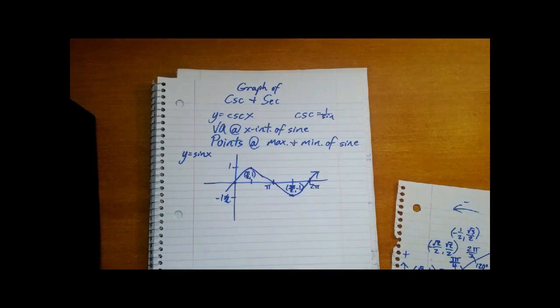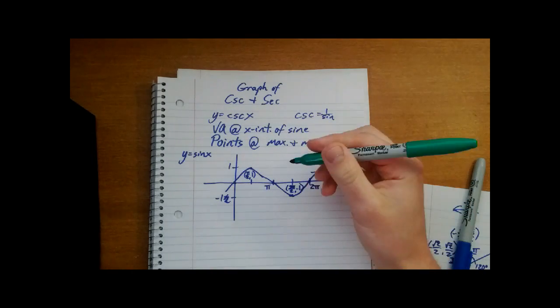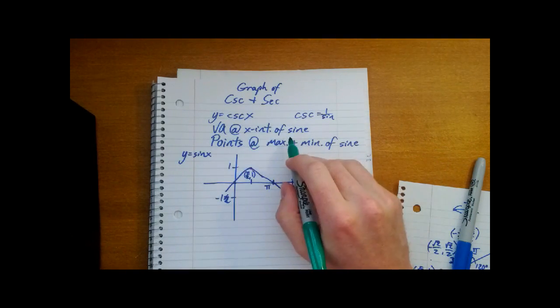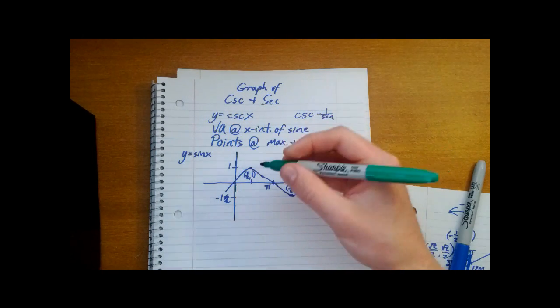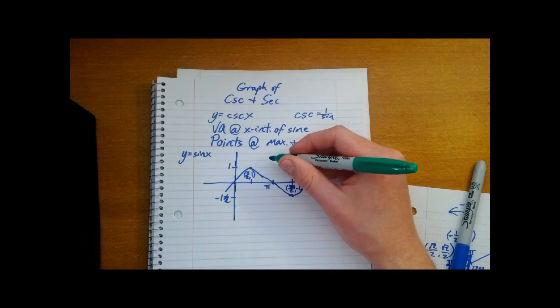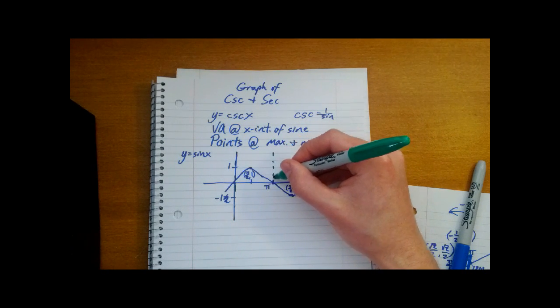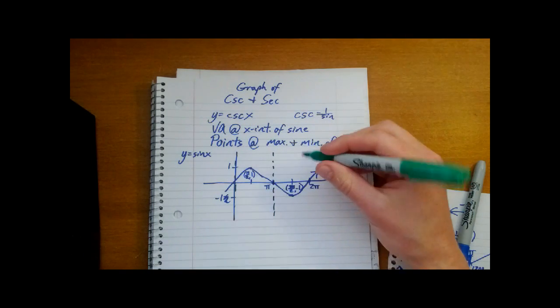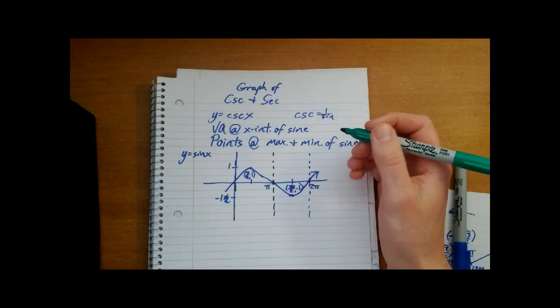Okay, let's go to the graph of cosecant. So vertical asymptotes at the x-intercepts of sine. Here's an x-intercept. Vertical asymptote, and in the words of Gandalf, you shall not pass. Here's another x-intercept, and another x-intercept is another vertical asymptote.